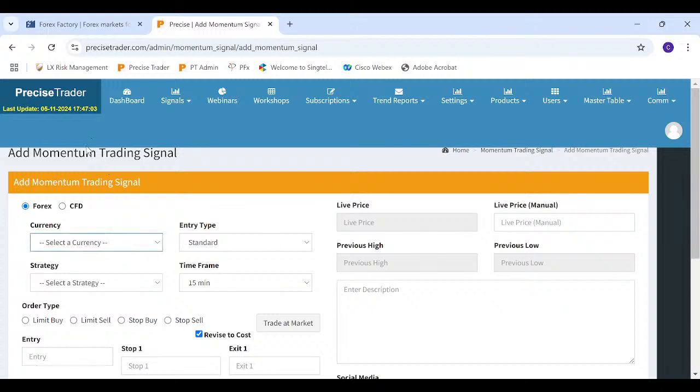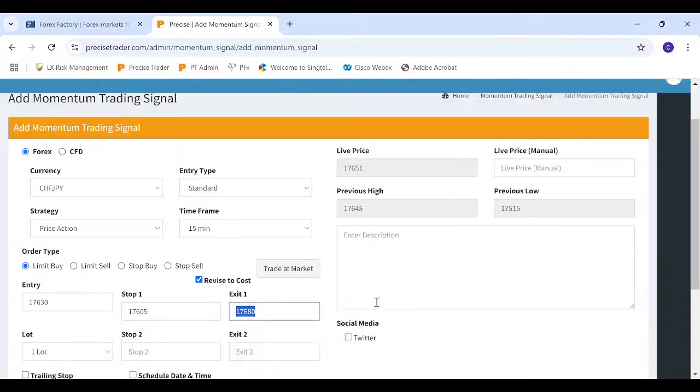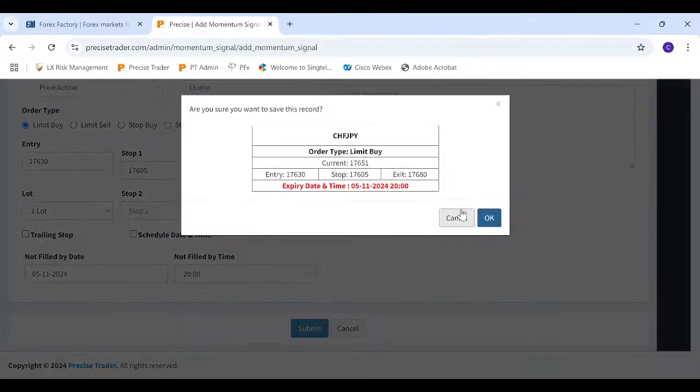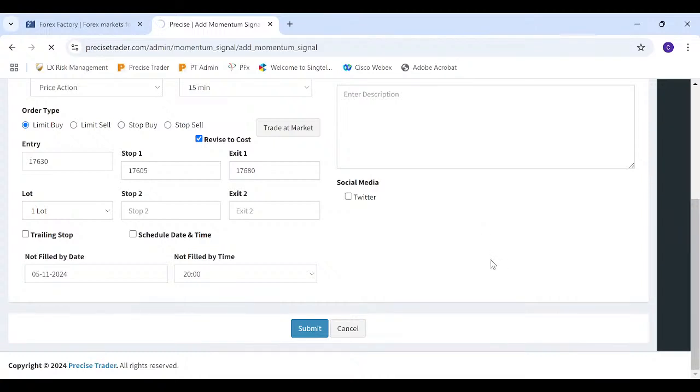Okay, this is going to be Swiss yen. Okay, limit buy 76.30, 76.05, sorry, 05, and 76.80. And for this one, expiry we give 2 hours. So about 8 o'clock, yeah. So this is the thing.